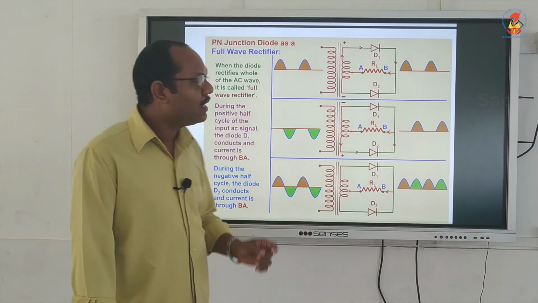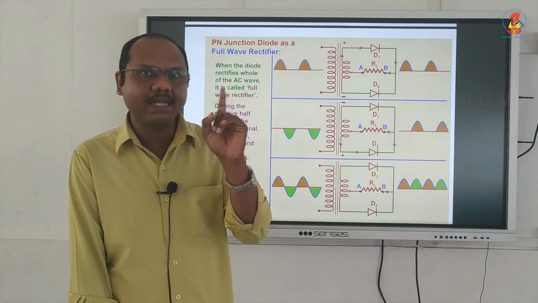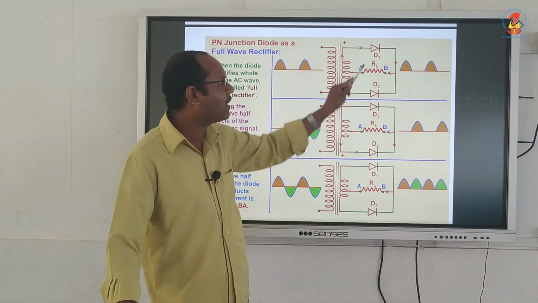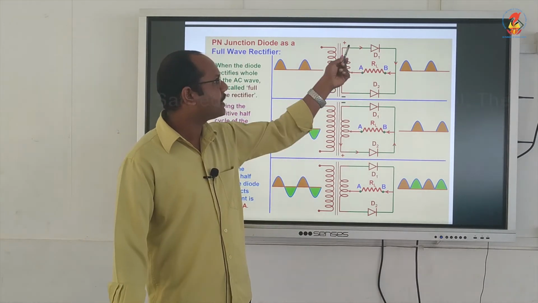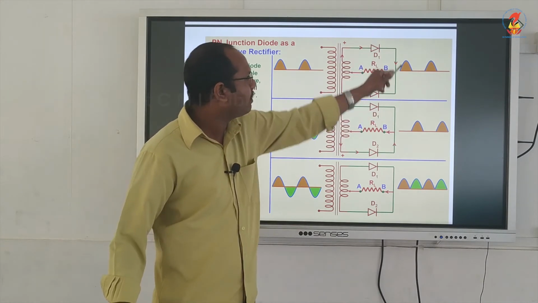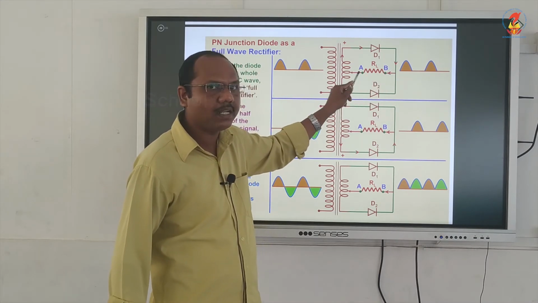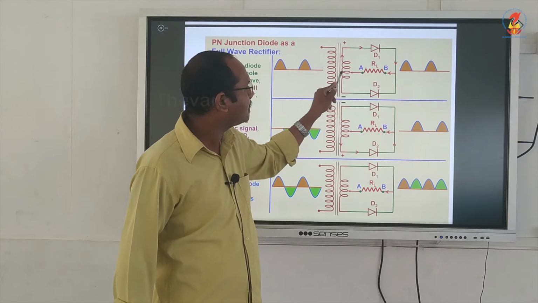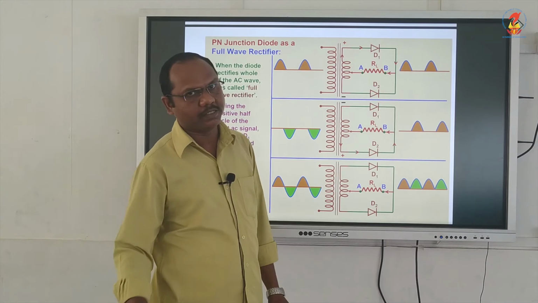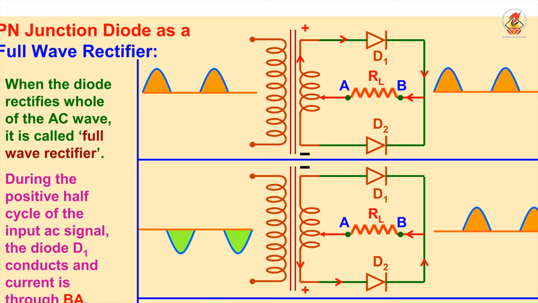A full wave rectifier consists of two diodes. A half wave rectifier only contained one diode, whereas a full wave rectifier consists of two diodes, D1 and D2. D1 is connected across this terminal and D2 is connected across this terminal, and both of them are joined like this, and the load resistance is connected across this point. Through the load resistance, the current is flowing through the central point of the transformer.